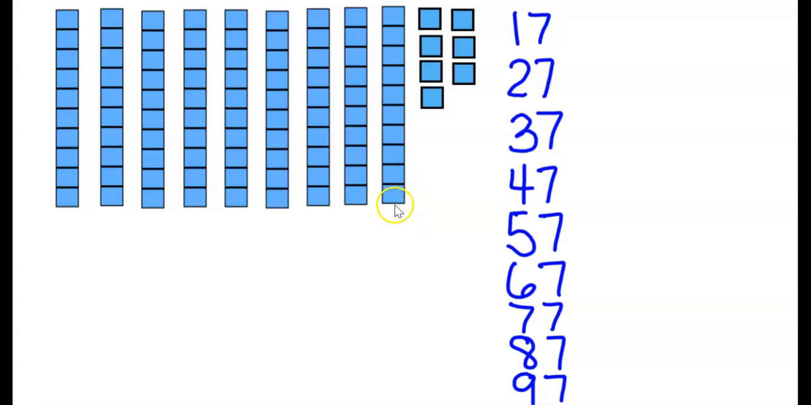So we started out with 17, then 27, 37, 47, 57, 67, 77, 87, and then 97. So every time we added a 10 rod, every time we added 10, it increased by 10, by 1 in the tens place. Let's try it with another number. As mathematicians, we want to make sure that this works with every number.